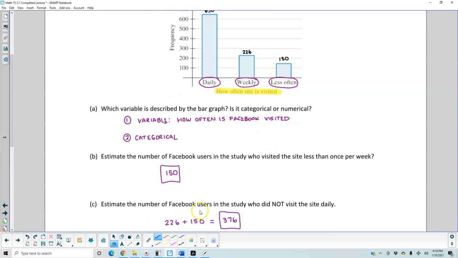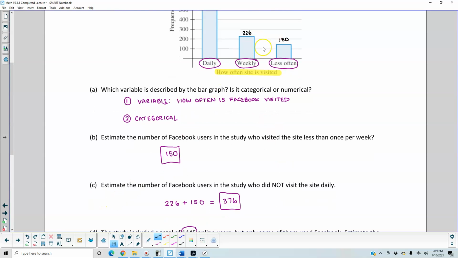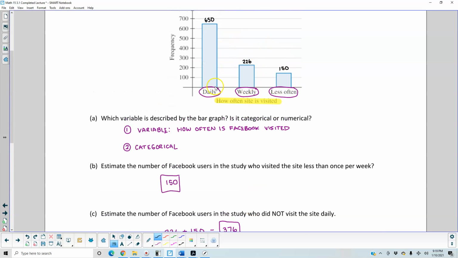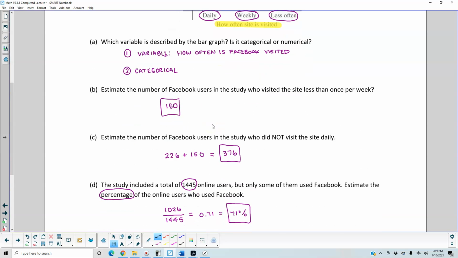Let's estimate the number of Facebook users in the study who did not visit the site daily. Well, we know that there were 150 estimated for less often. And if we look at weekly, we can estimate this at about maybe 226. Not exact, but it's pretty close, because again, we're estimating. So if we add those two numbers together, 226 plus 150 gives us 376. So that means that these were not part of the daily count.